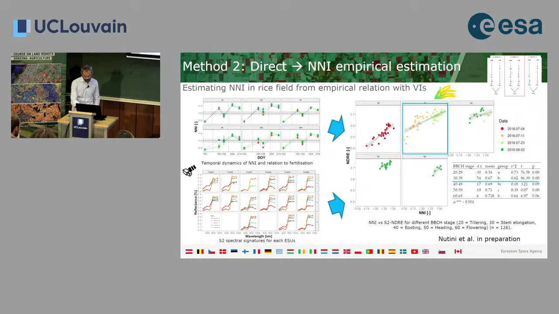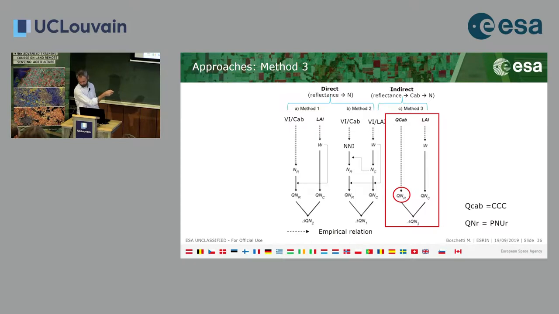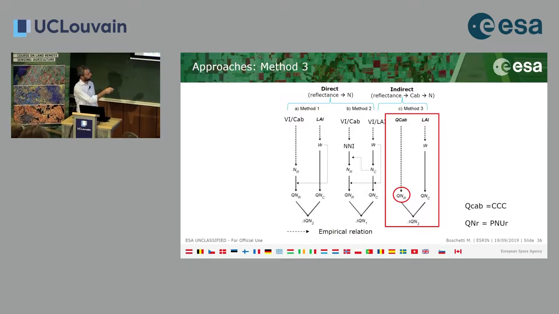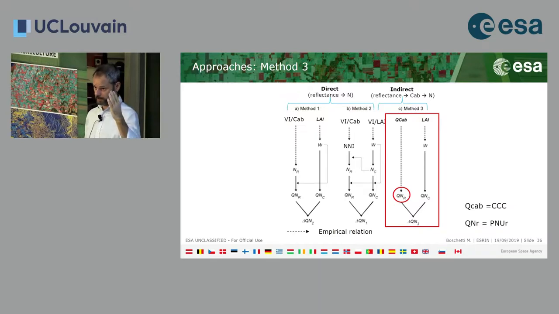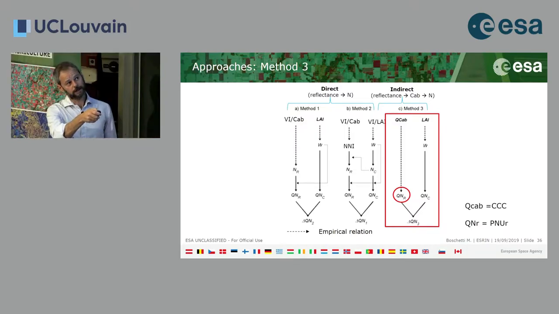Okay. So the third and last approach is the more complicated one, but in theory is the more predictive and powerful one. Because what we do is we try to go directly from the quantity of chlorophyll that we can estimate from remote sensing, as you saw yesterday with Marie Weiss's approach. So you can estimate with the radiative transfer model leaf area index, chlorophyll or canopy chlorophyll content. So the question is, if we estimate canopy chlorophyll content, are we able to directly link it to the quantity of nitrogen in the plant, the uptake of nitrogen in the plant?